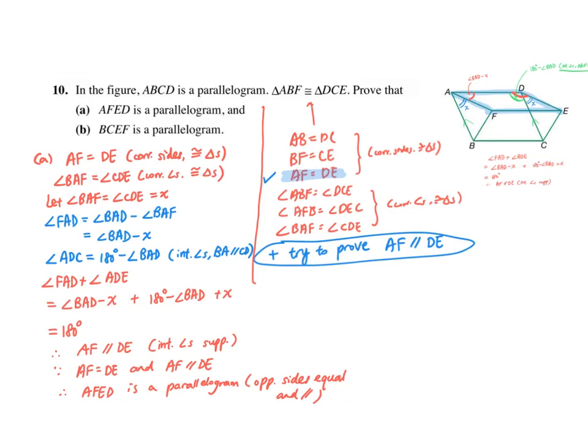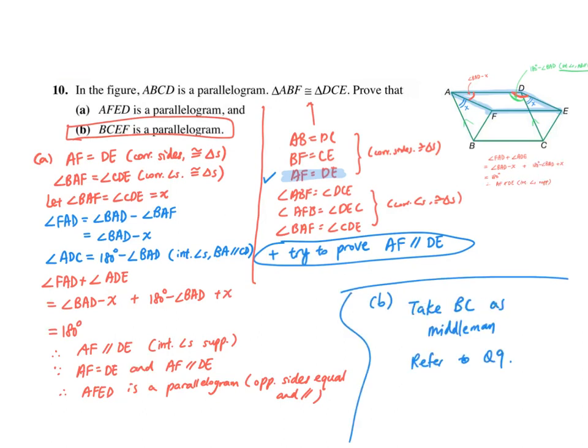Okay, after you prove part A, part B would be easier because you can make use of the result of part A, and part B would be just very similar to question number 9, and I believe you can try yourself. The logic is just the same as question number 9. You can take BC as the middleman. You can claim one pair of opposite sides equal and then one pair of opposite sides parallel, the same side. And then you can refer to how to present in question 9.